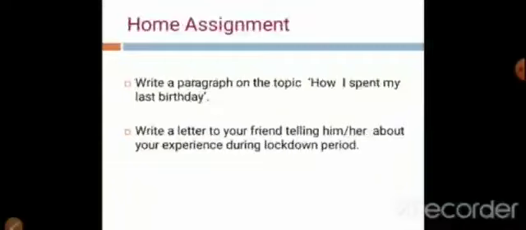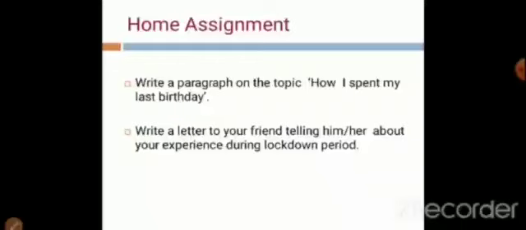Time for home assignment. Write a paragraph on the topic how I spent my last birthday. Because it is past, it is some past event. And what is the event? Last birthday. So how I spent my last birthday, you have to write a paragraph on this topic. You can take about 100 to 150 words. Next one is write a letter to your friend telling him or her about your experience during the lockdown period. You're facing this period now, you have to write about your experiences in the form of a letter.